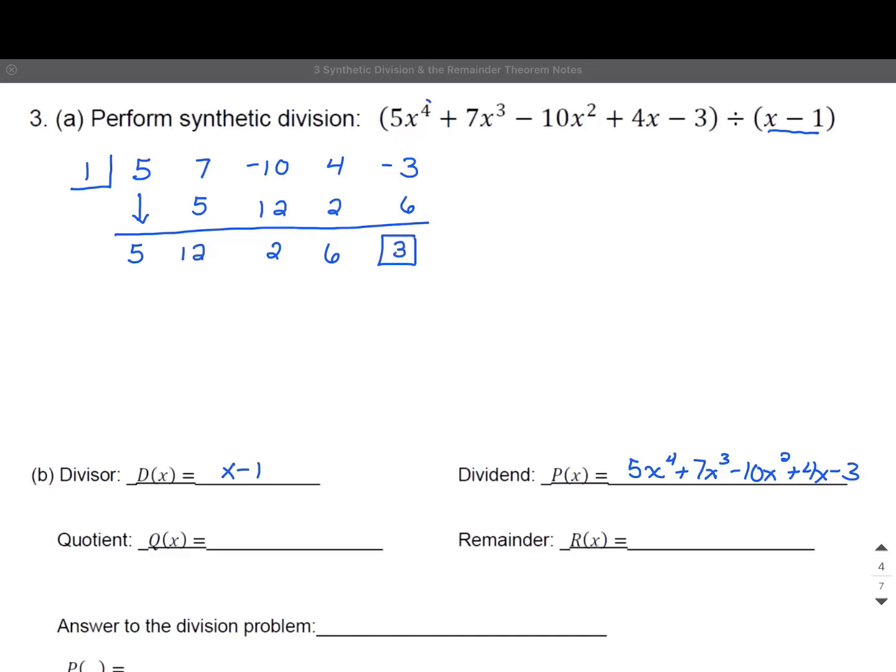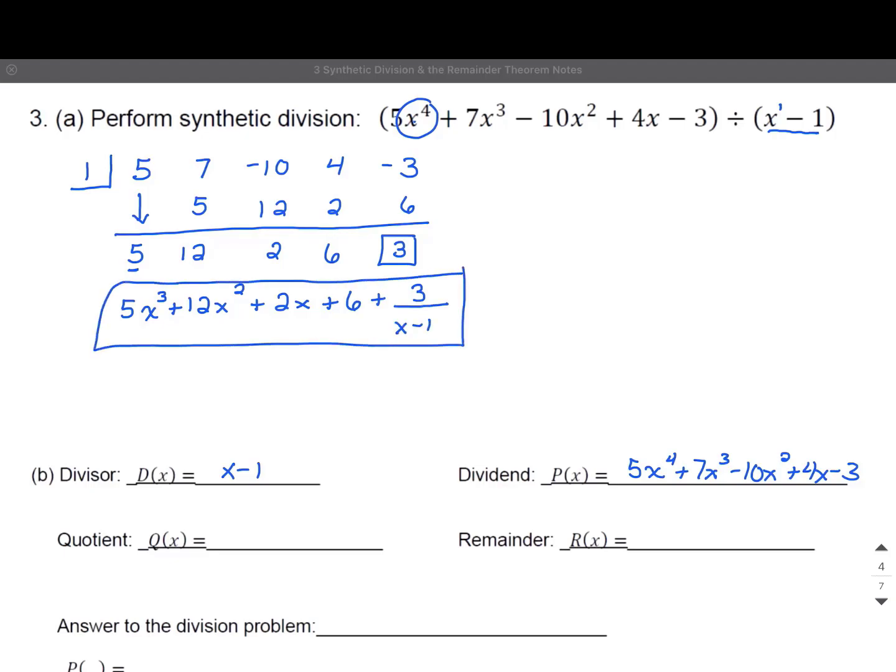So since I started with an x to the 4th, I'm going to have 5x. Now I'm going to have 1 less because I divided by x to the 1st. And x to the 4th divided by x to the 1st, we subtract exponents and get x to the 3rd. So again, my coefficients: 5x to the 3rd plus 12x squared, we decrease each time, plus 2x plus a constant of 6, plus 3 is my remainder over my divisor x minus 1.